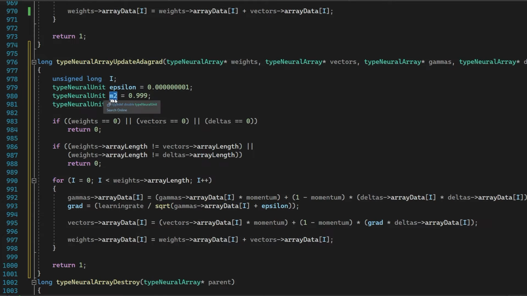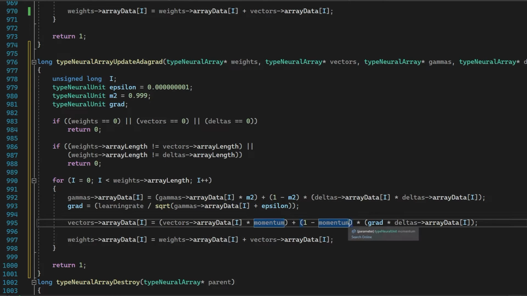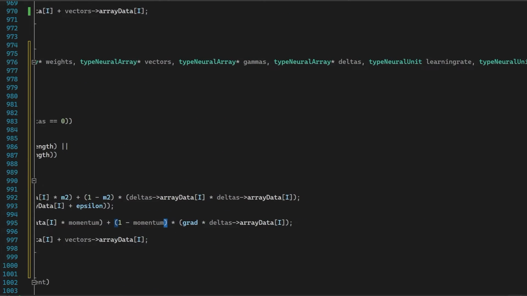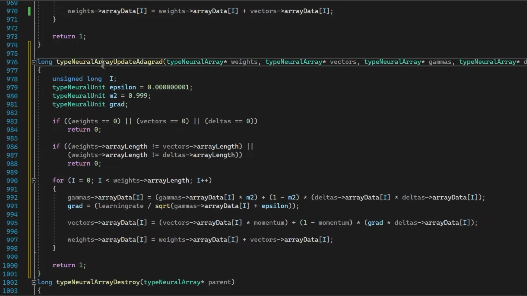So let's change that to M2. The other one just uses a different momentum value, M1 right here. That's the momentum value for AdaGrad. Okay, gammas, vectors, gammas, deltas, everything's the same.